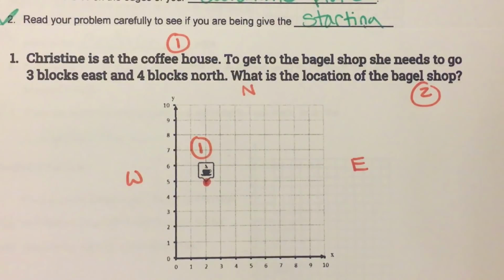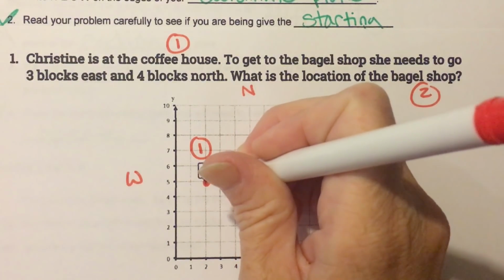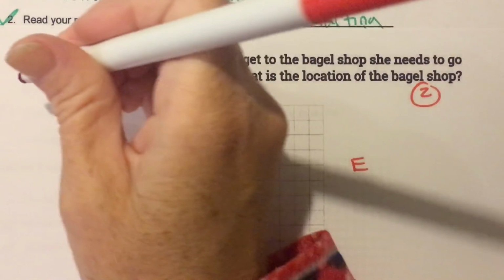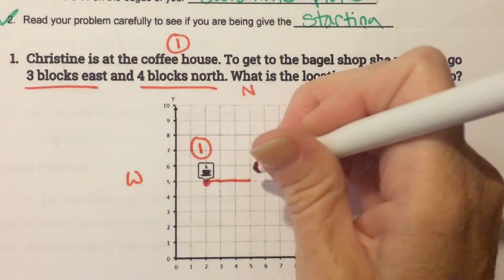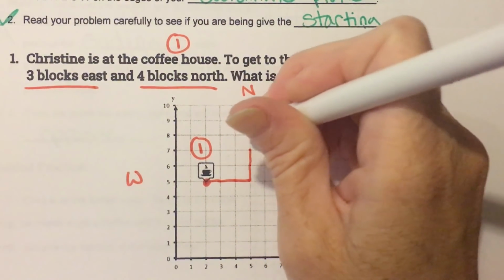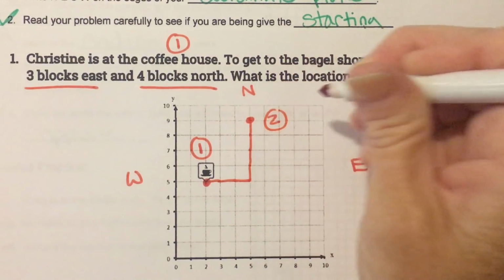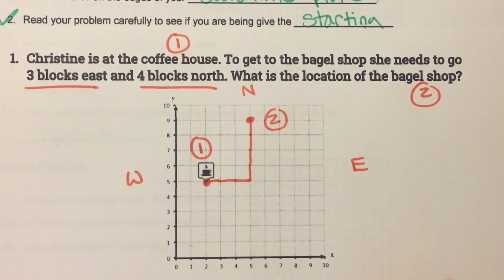Okay, now they tell me the bagel shop, she needs to go 3 blocks east. So east is over here. So I'm gonna go 1, 2, 3 blocks east, because it was right there. And now I'm gonna go 4 blocks north. 1, 2, 3, 4. She is at her second stop, which happens to be called a bagel shop.